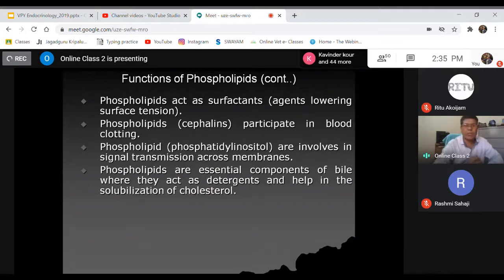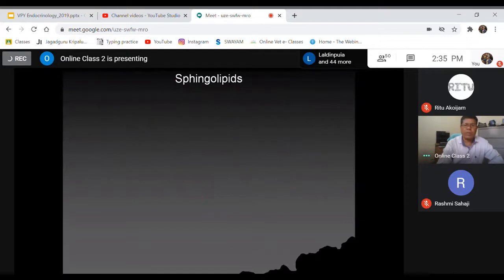Phospholipids are essential components of the bile, where they act as a detergent and help in the solubilization of cholesterol. That is how they help in the removal of cholesterol. So these are some of the important functions performed by the phospholipids. Next is the sphingolipids.